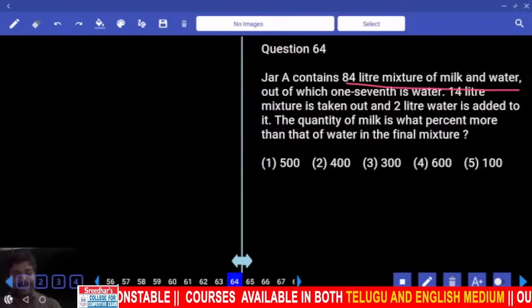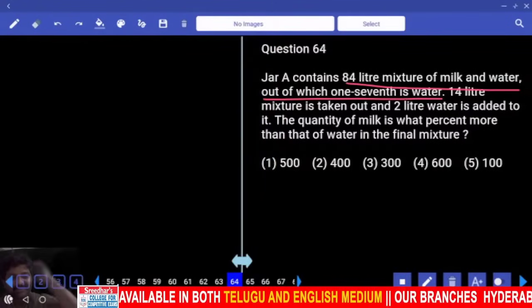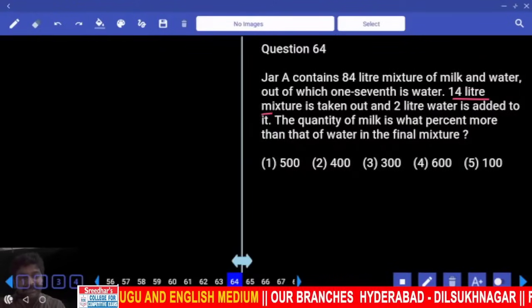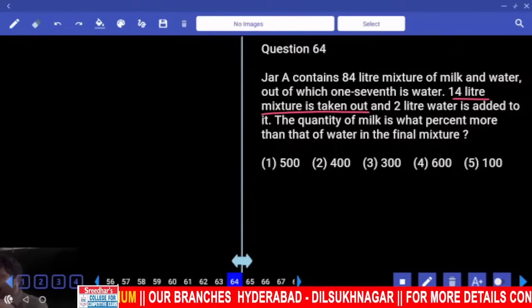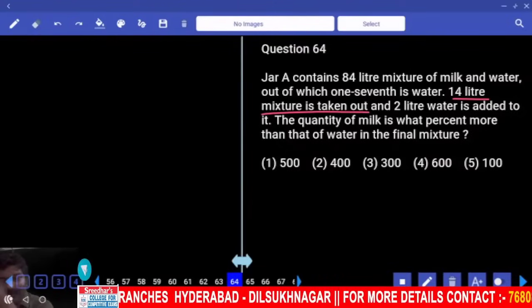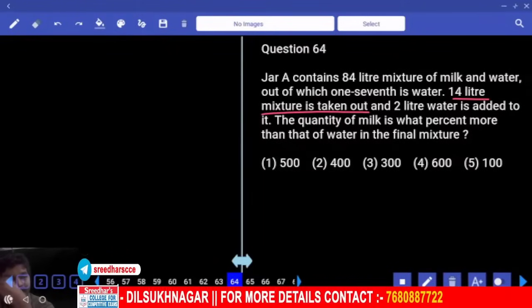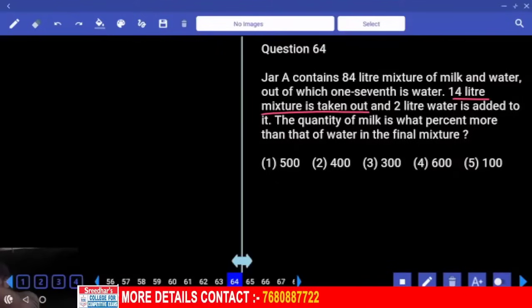84 liters of mixture of milk and water, out of this 1/7 is water. 14 liters of mixture is taken out. Wait. In 14 liters also, water will be 1/7. Am I right? Water will be 1/7. And remaining also, water will be 1/7. What is remaining total?